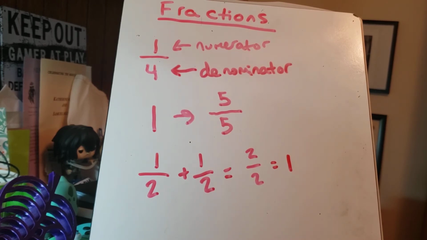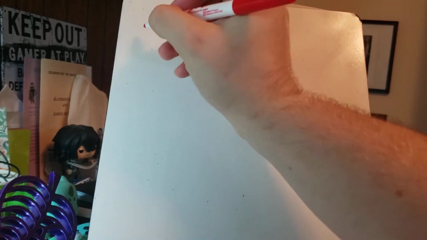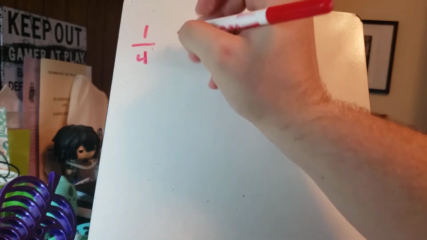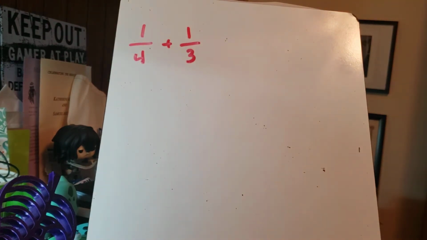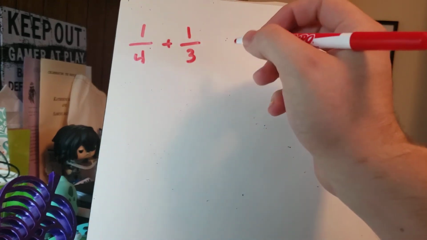Now let's take a look at an example when the denominators are not the same. So here I've got 1/4, and I'm going to add 1/3. In this example, the denominators are not the same. One is 4 and one is 3. So what we need to do is find a common denominator. A common denominator is a number that both denominators could be multiplied to equal. So for instance, for 4 and 3, a common denominator might be 12. So we have to change these fractions to twelfths.